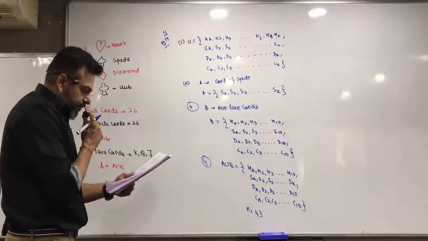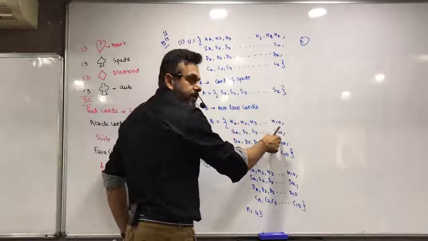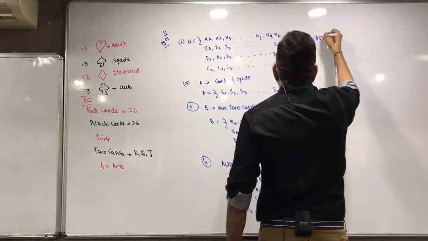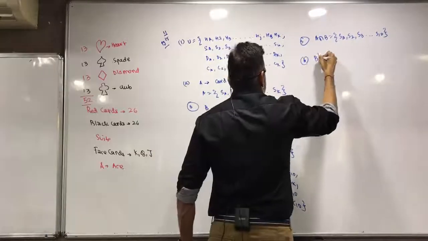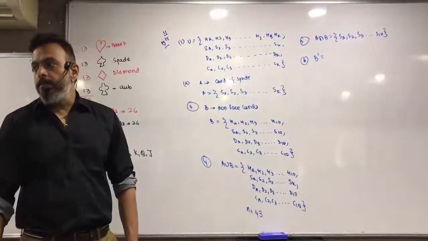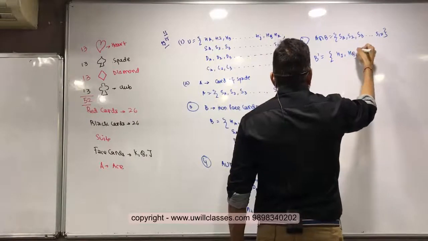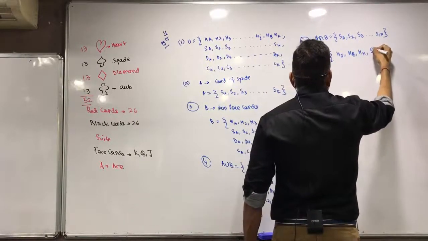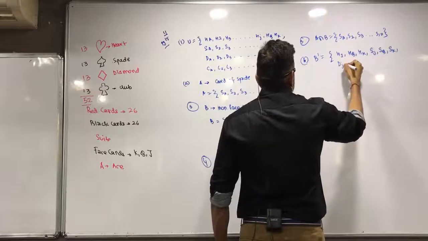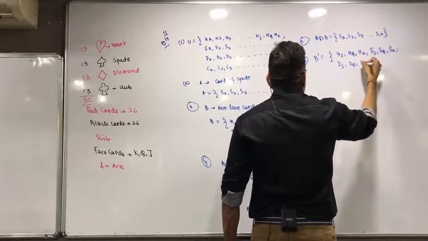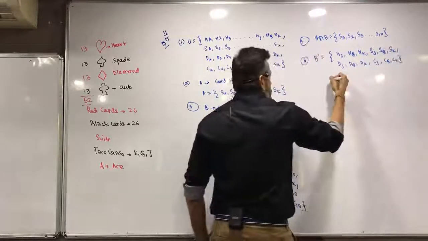Fifth, A intersection B. What is common? Spade A to spade 10. A intersection B is equal to spade A to spade 10. Sixth, B complement. Can I say face cards? B complement is the face cards. Heart J, heart Q, heart K, spade J, spade Q, spade K, diamond J, diamond Q, diamond K, club J, club Q and club K, and n is equal to 12.